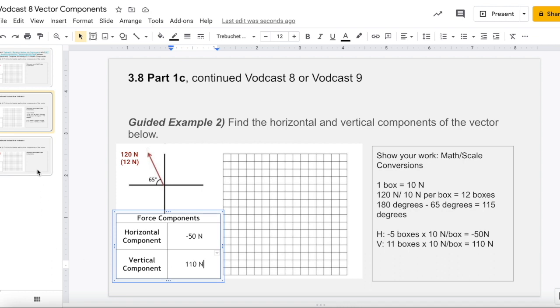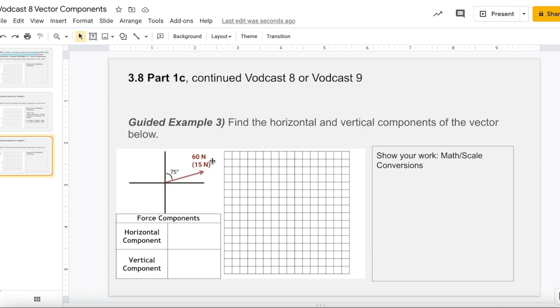All right, one more example. So here I've got a 60 Newton force at an angle of 75 degrees from the y-axis. We could again use a scale of 1 box equals 10 newtons, but I'd worry that a vector that's only 6 boxes long might be pretty small, and since it's kind of hard to get things exact, we may be off by a box or two. That could make a big difference out of 6 boxes.